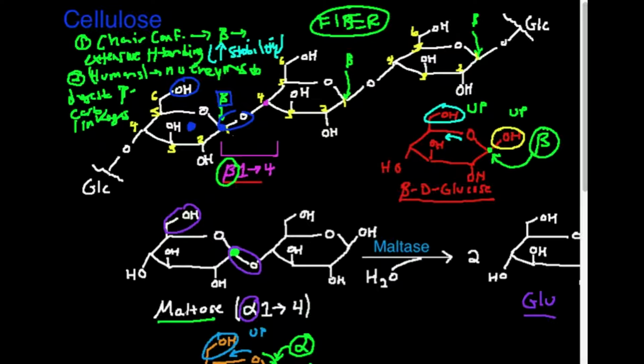Join us in the next video where we talk about chitin, and then after that we're going to talk about some other kinds of polymers such as amylose and amylopectin, and then we'll conclude with glycogen.